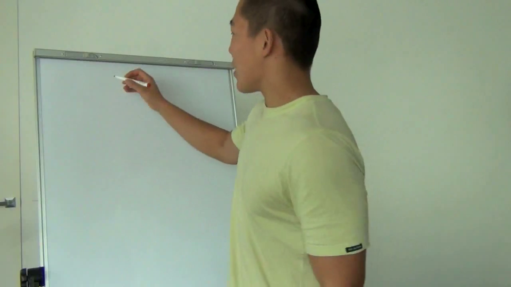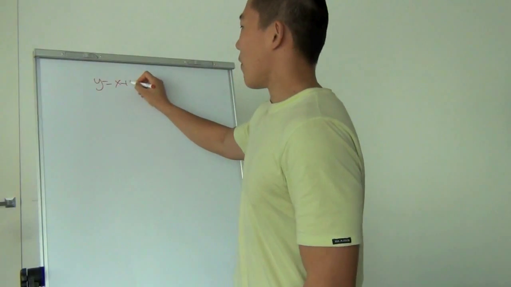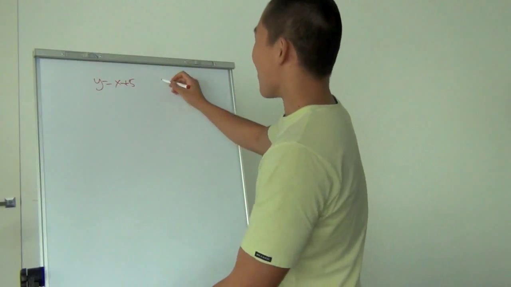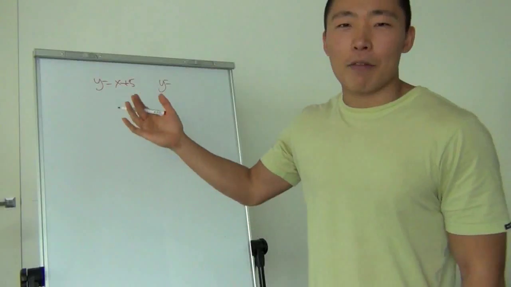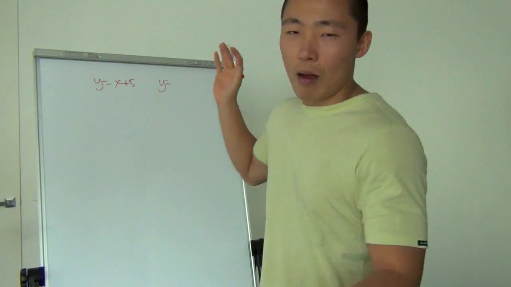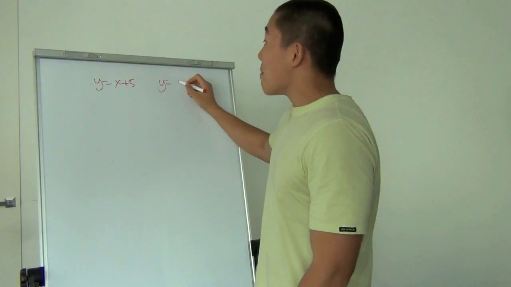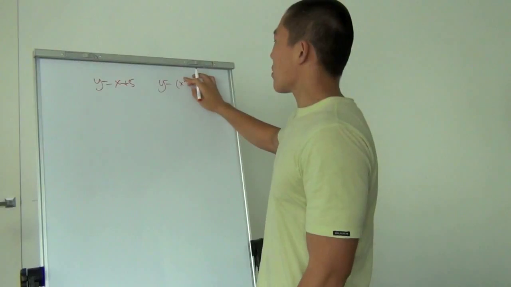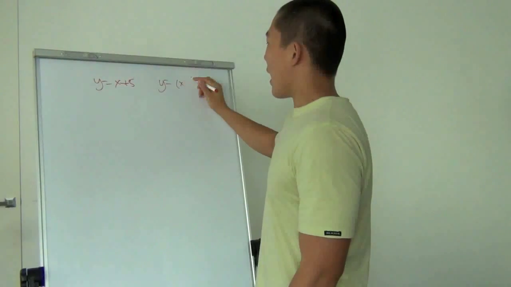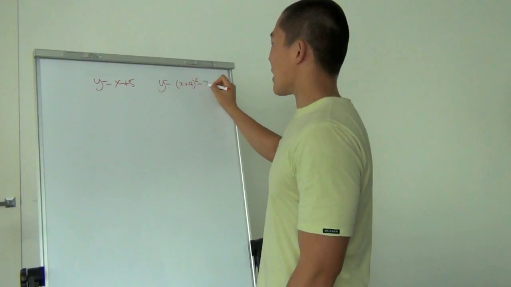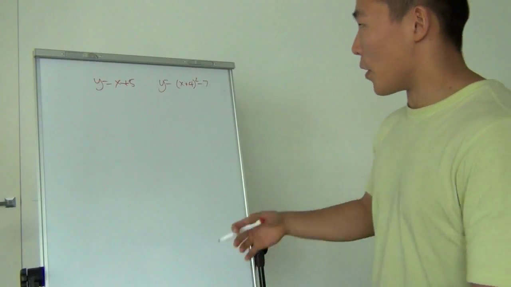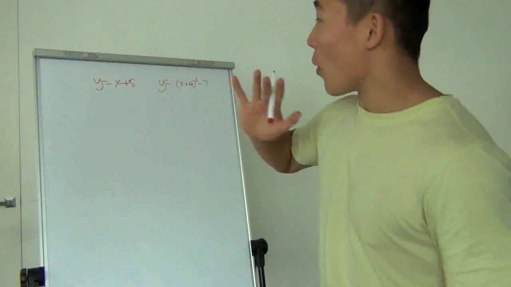Let's say I had two equations. One was y = x + 5. What kind of equation is that, by the way? What kind of function is it? It's a linear graph. Yes, you got it. You're on a roll. Next, y equals, I should write f(x) and g(x), but whatever. Let's say y = (x + 4)² - 7, for example. So we have a parabola and a linear graph.